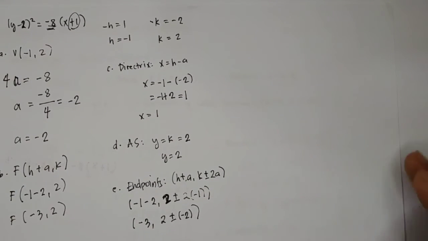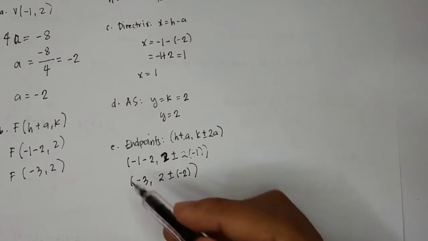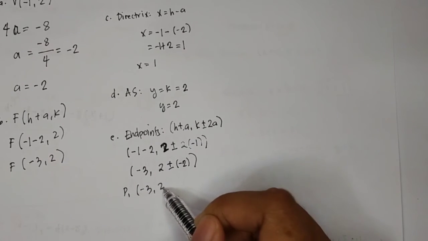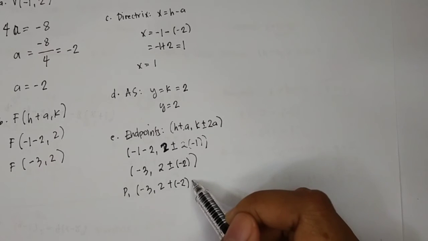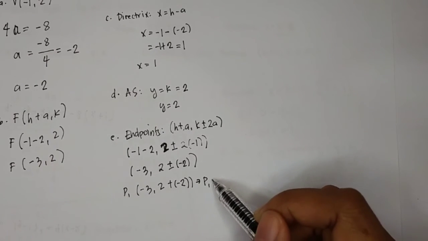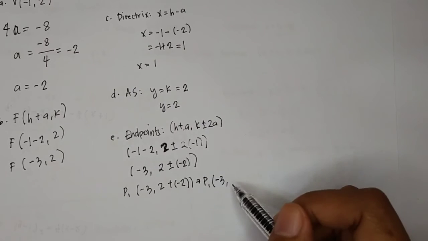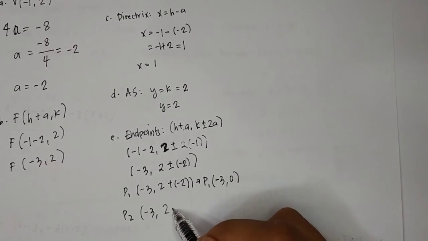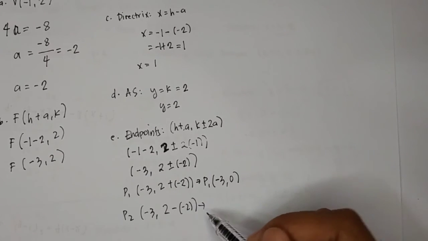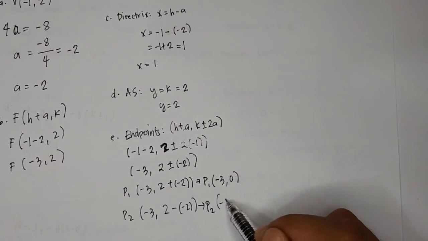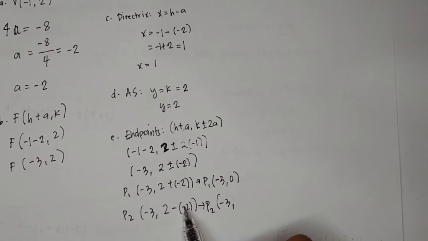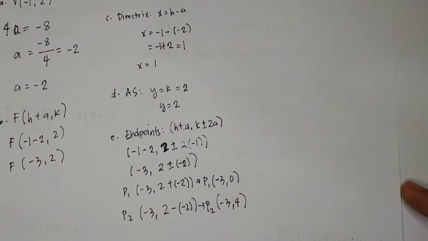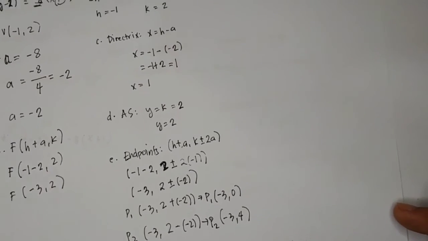Now, ano yung magiging point 1 natin? So, P1 natin, we have negative 3, comma, 2 plus negative 2. So, ito is magiging P1 natin is negative 3, 2 plus negative 2, that is 0. So, yung P2 natin, magiging negative 3, comma, 2 minus negative 2. So, this will be now P2 negative 3, comma, negative times negative that is positive. Therefore, we have 2 plus 2 that is equal to 4. So, yan yung magiging points natin.